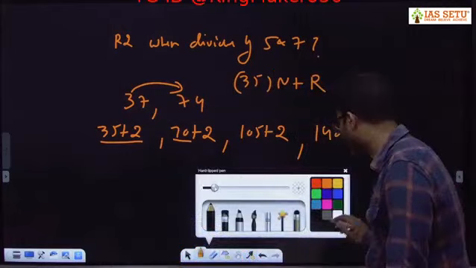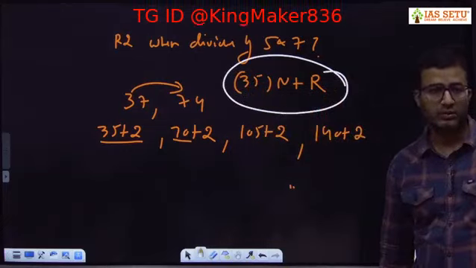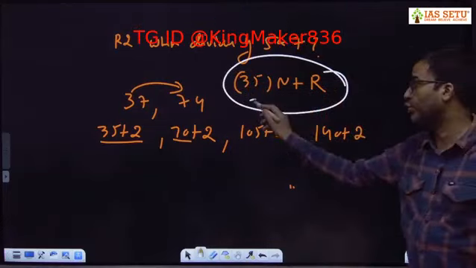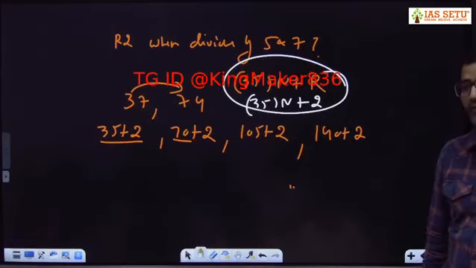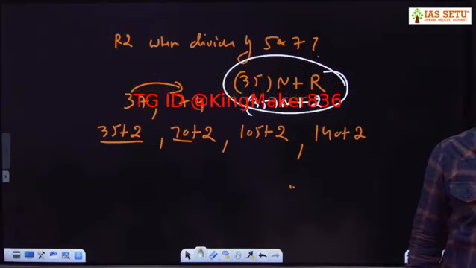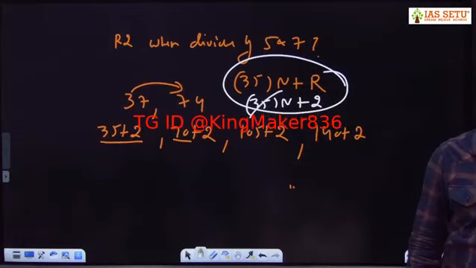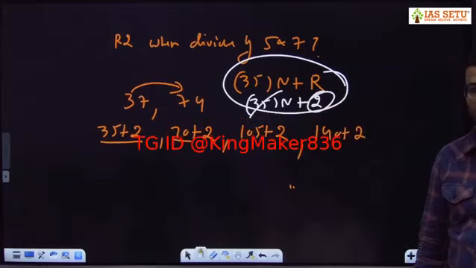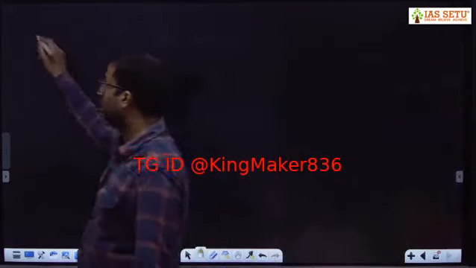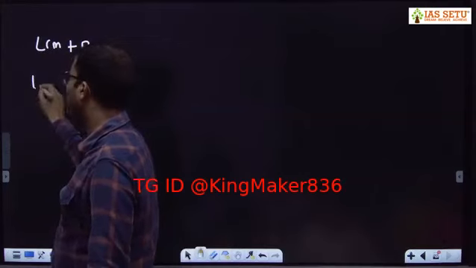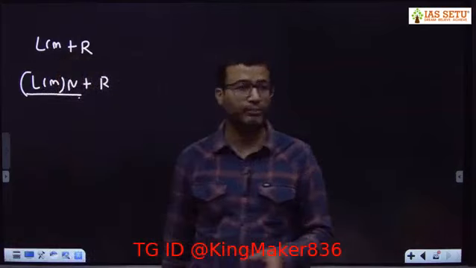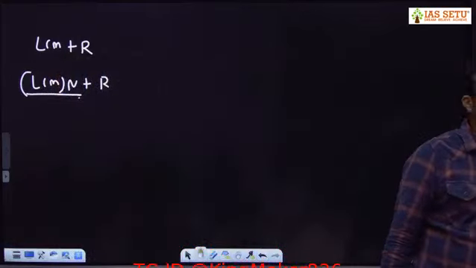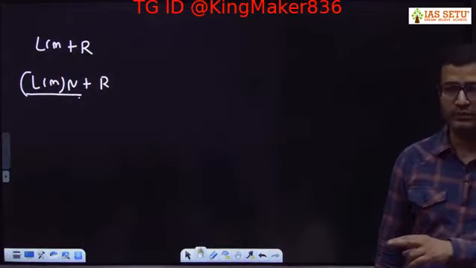Any number in this form, multiple of 35 plus 2, if you divide by 5 and 7, you always get remainder 2. Because 35 is exactly divisible by 5 as well as 7 and you have separate remainder 2. So what is the concept? LCM plus R, multiple of LCM plus R. Don't take a multiple of R. You take R separately. Multiple of LCM plus R. So multiple of 35 plus remainder will help you.